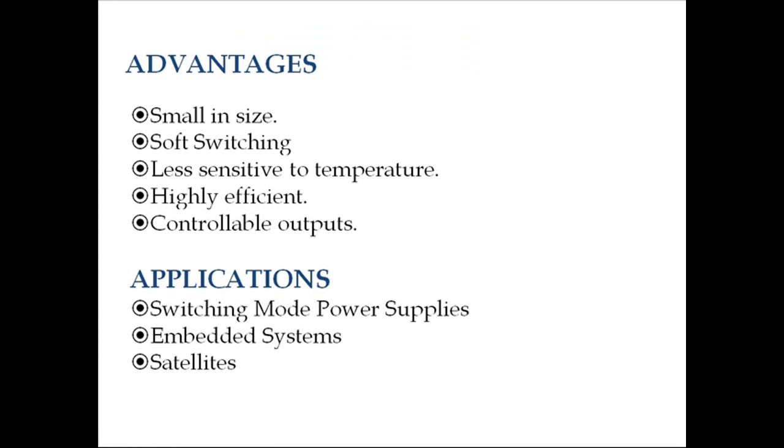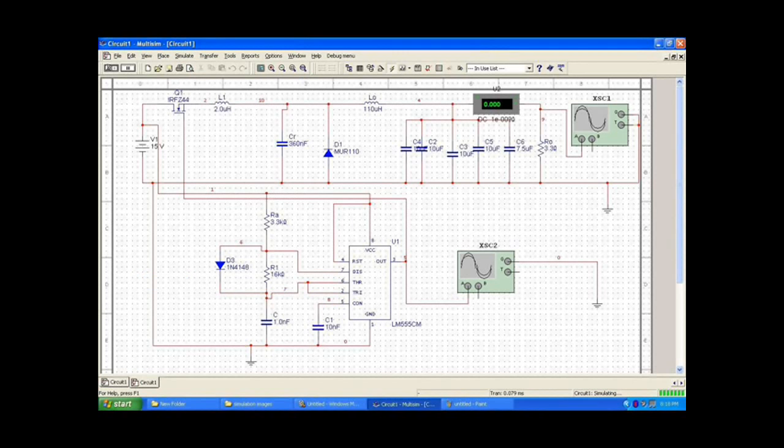Coming to the advantages of the circuit, it is small in size and compatible with other circuits. The switching speed is very high in the circuit. It is very less sensitive to temperature. It is highly efficient in terms of performance. Since the output can be controlled in the circuit, it can be applied for various circuits. It can be used in various applications such as switching mode power supplies, embedded systems and satellites.